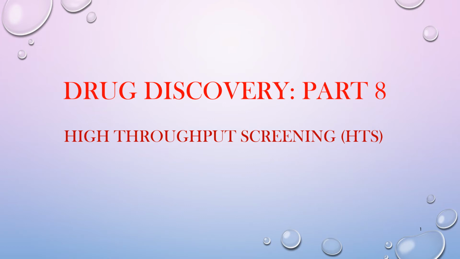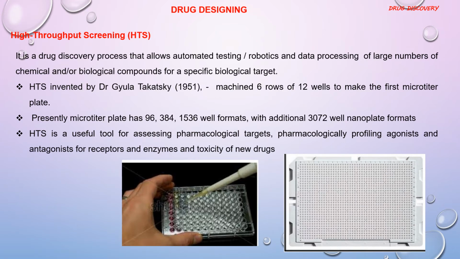Hello students, today's topic is high throughput screening, HTS, in drug discovery. HTS is an experimental method in drug designing wherein screening of a large number of biological compounds or chemicals for activity against biological targets can be carried out using automation, miniature assays, sensitive detectors, and large-scale data analysis.